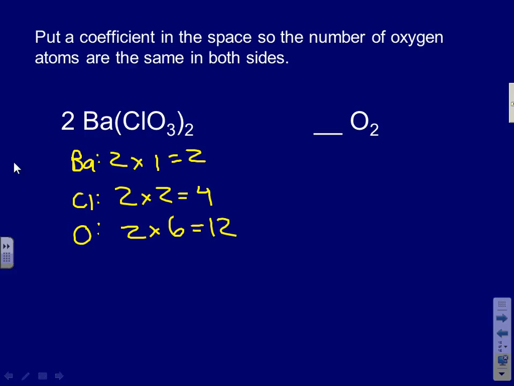number? Now, some of you are already saying it. We need 6 of them. Nice job. Then you've got it. That's good. Some of you might be going, whoa, how did they do that? If you're unsure, we can reverse engineer the process.